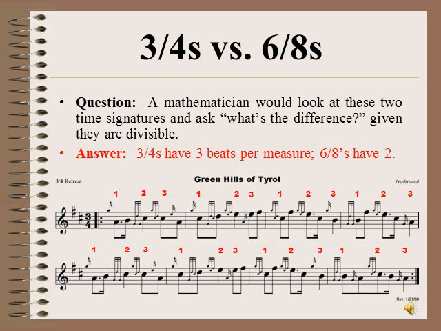3/4s are generally written with 3 groups of 2 notes, which means there are 3 beats per measure. 6/8s are written with 2 groups of 3 notes, so there are only 2 beats per measure. Here, I've highlighted the beat in the famous 3/4 retreat called Green Hills of Tyrol. I'll count along while the tune is played so you'll better understand where the beat is.